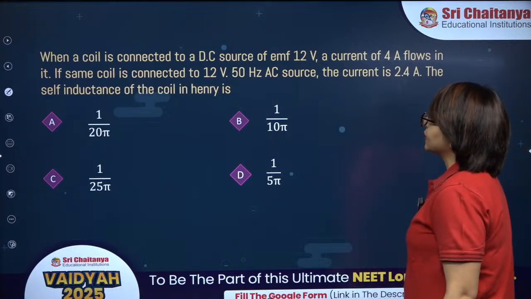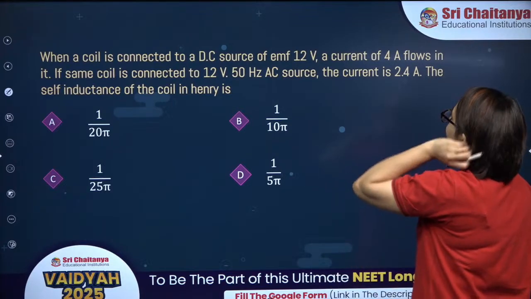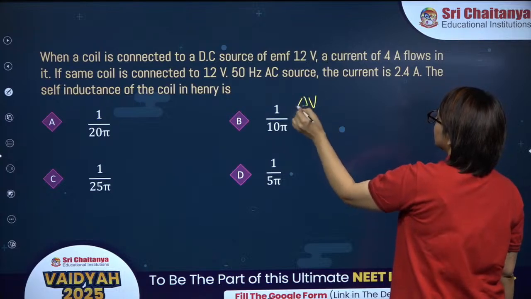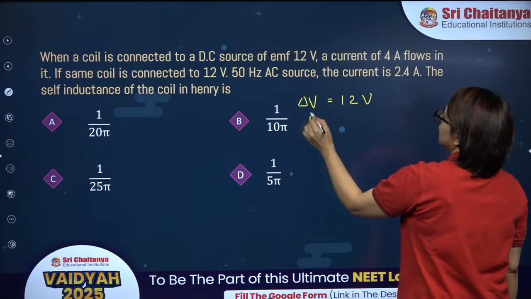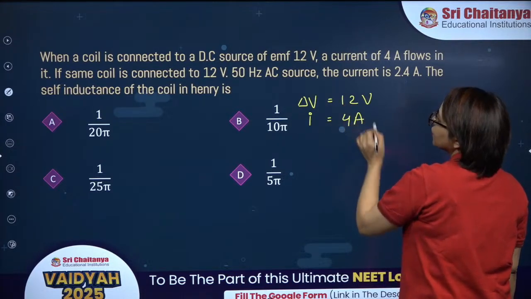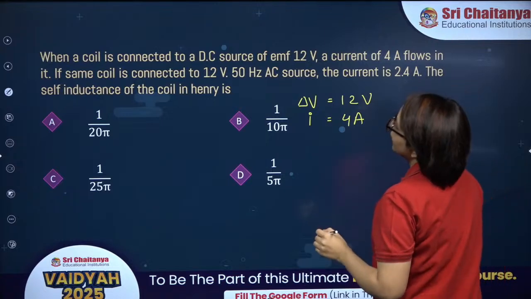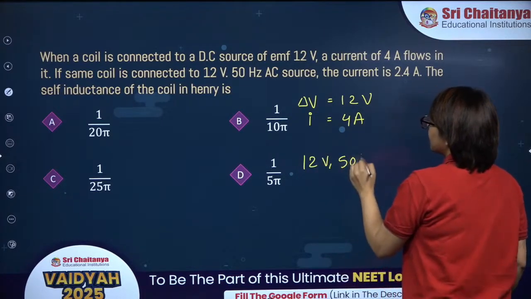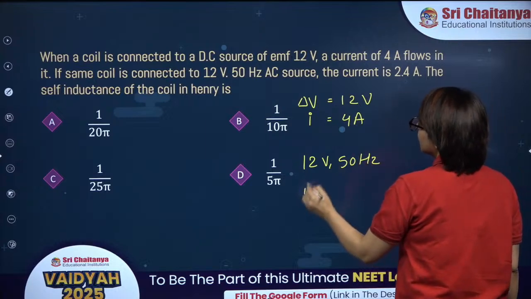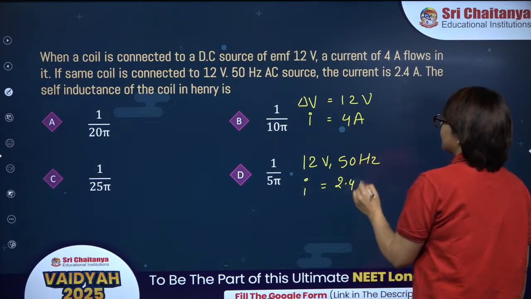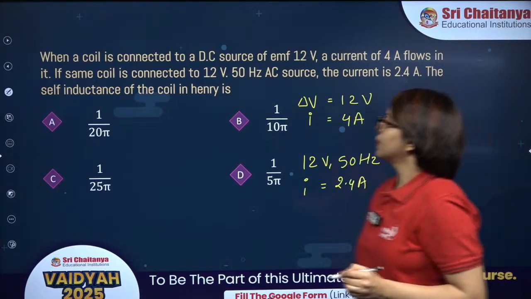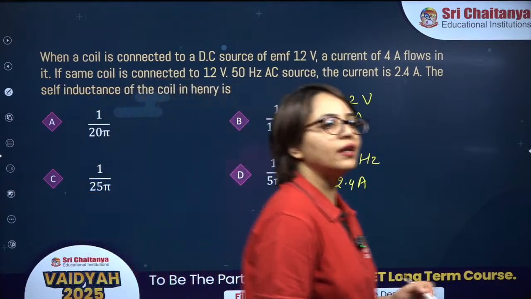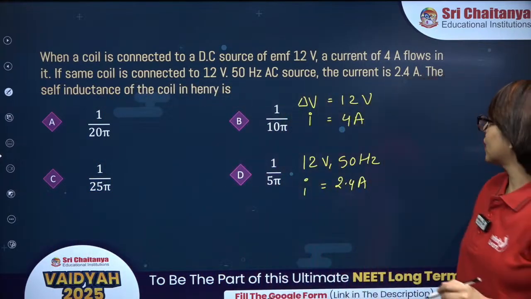When a coil is connected to a DC source of EMF 12 volt, a current of 4 ampere flows through it. Now, if the same coil is connected to a 12 volt, 50 hertz AC source, the current is 2.4 ampere. Then what is the self-inductance of the coil in Henry? Try this one.